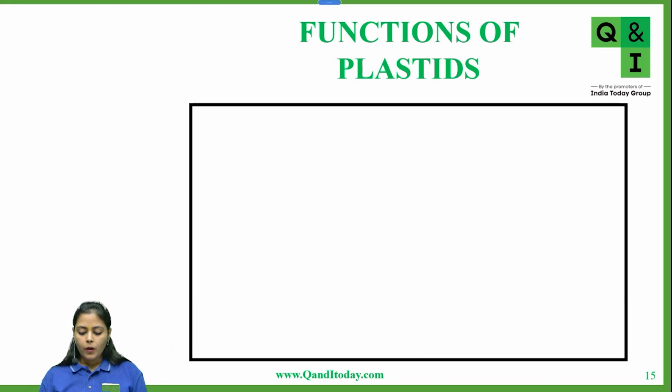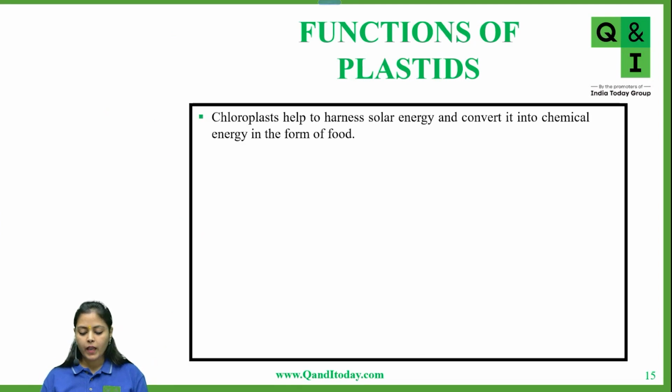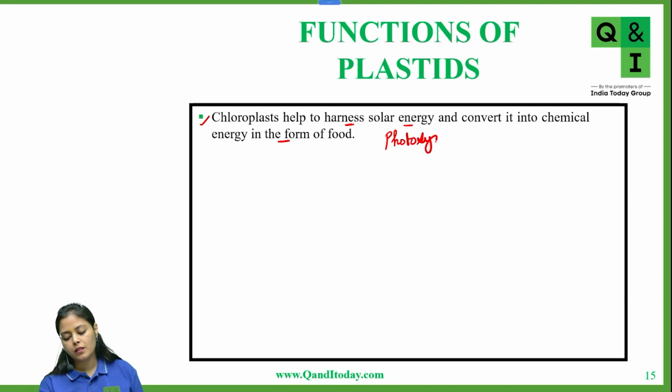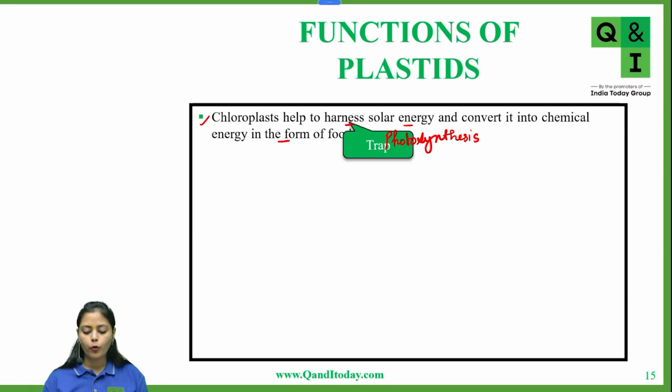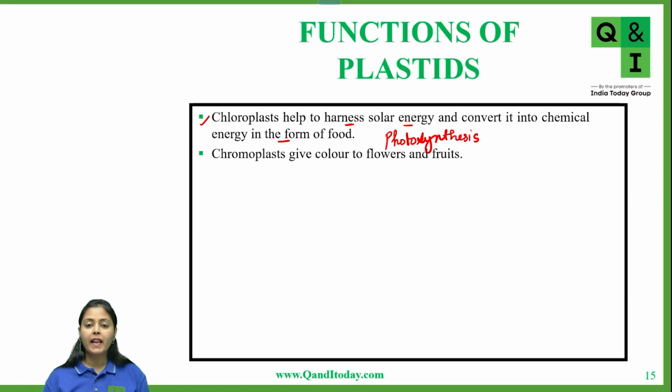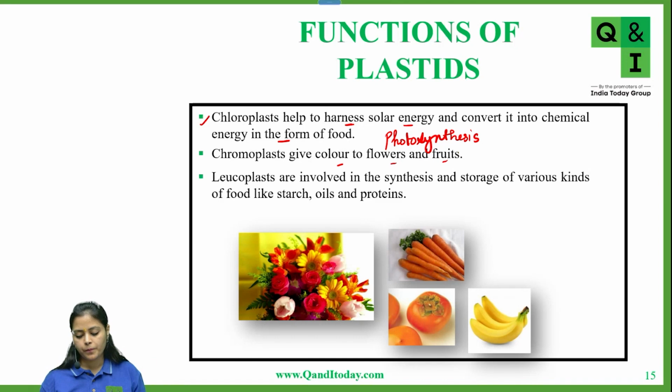Now, what exactly is the function of chloroplasts? The chloroplasts help to harness solar energy and convert it into chemical energy in the form of food. This process is called photosynthesis. So the main role of chloroplast is photosynthesis. Whereas the other chromoplasts, which have other dominant pigments, give various colors to flowers, fruits and leaves of the plants.